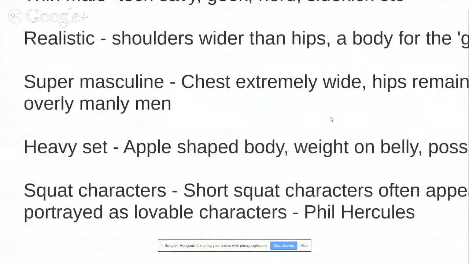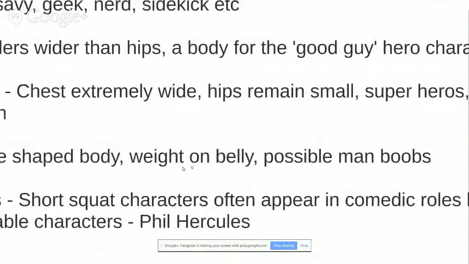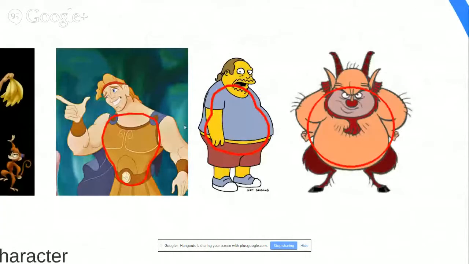Then you can move on to the heavy set. This is the apple-shaped body. We're looking at all the weight sat on the belly and possibly some man boobs. And the perfect character that I could find for this one was the comic book guy from The Simpsons. Great big round tubby belly. You'll probably use Homer for this as well, but this guy's a little bit bigger. We've got a little indentation there to emphasize the fact that there's some form of man boobage going on there.